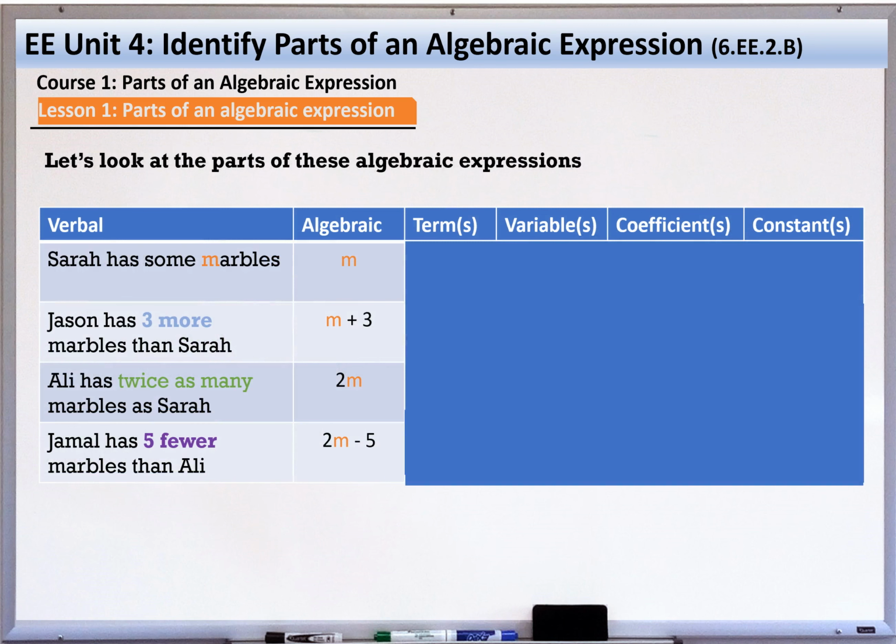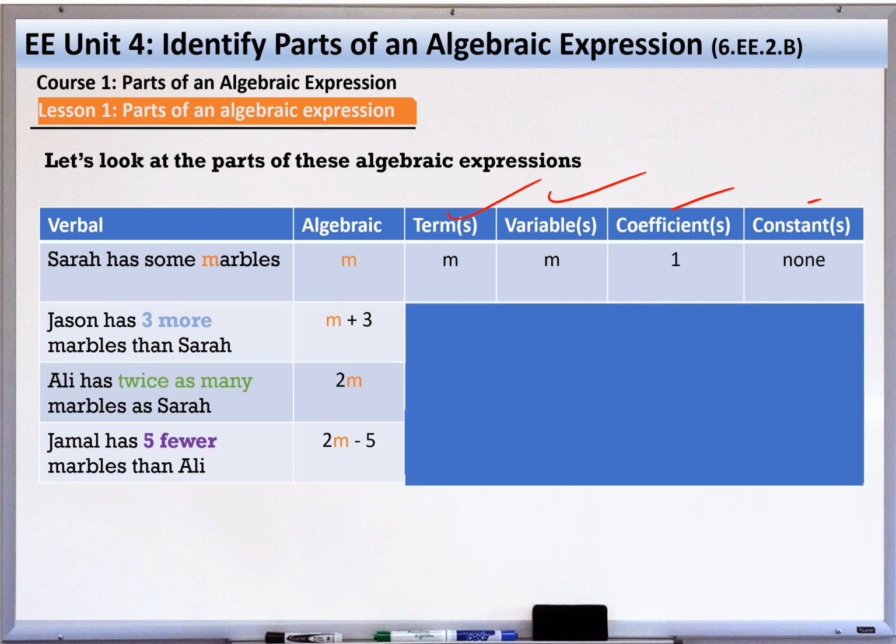Okay, so let's go back over the 4 we've done, and let's look at the term, the variable, the coefficient, and the constant if one exists. So here, Sarah has some marbles. Our term is M. The variable is M, and the coefficient is 1. Please remember that if there's no coefficient there, if you don't see a number, it's implied. In this case, that's 1M, so my coefficient is 1, and there is no constant.